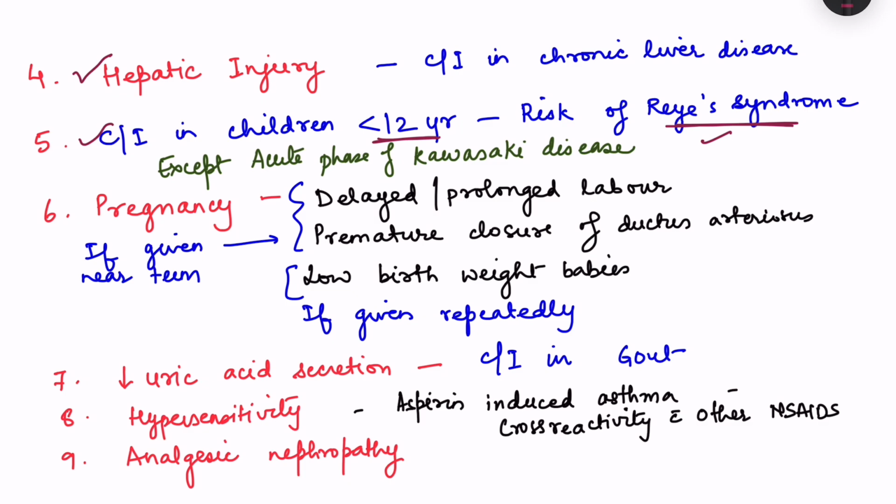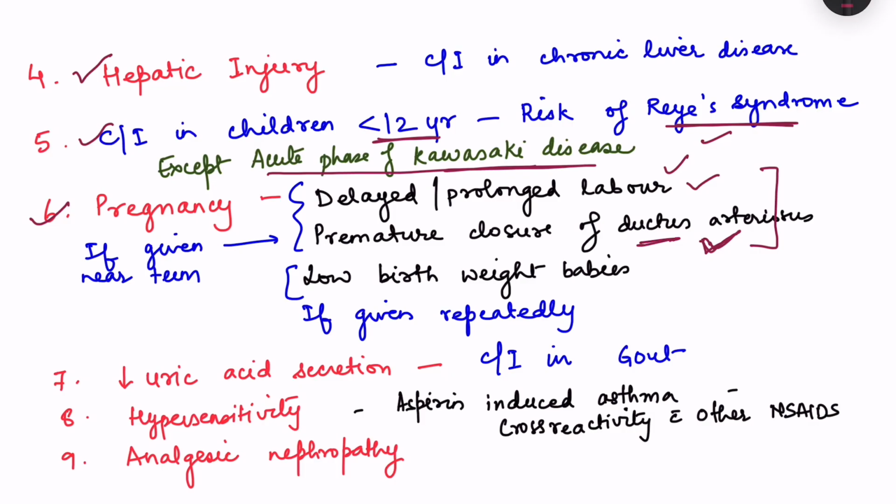Except this aspirin is used in children only in case of acute phase of Kawasaki disease. That is the only exception. Then in pregnancy if you give it, there are chances of delayed, prolonged labor and premature closure of ductus arteriosus. We have seen that prostaglandin E2 is responsible for onset of labor and also for maintenance of patency of ductus arteriosus. So if you give it near term, there are chances of premature closure of ductus arteriosus.